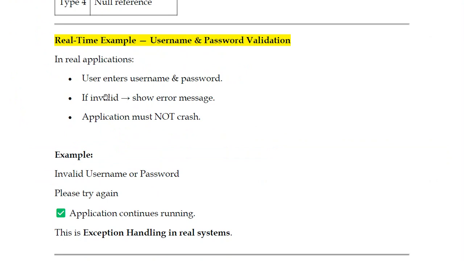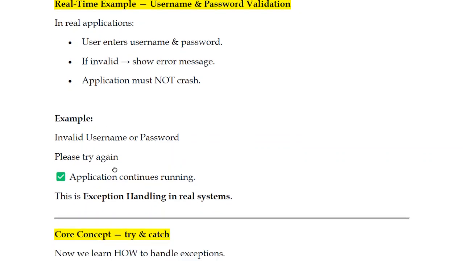So you just give the alert message: your username or password is wrong. While you're seeing your academic results, if you give the register number or roll number and then the password, maybe a date of birth, and you give it wrong, it will give the message, please give the right password or right register number. The application is not going to crash.